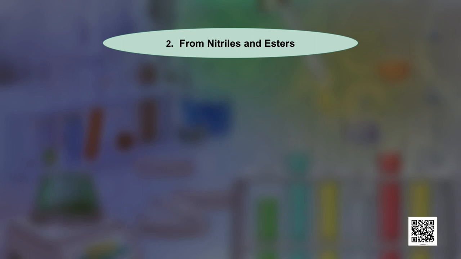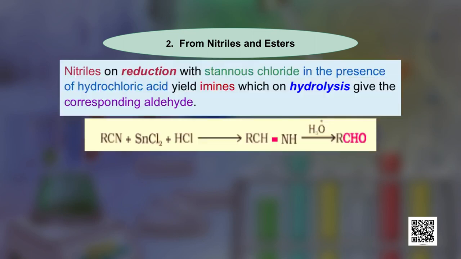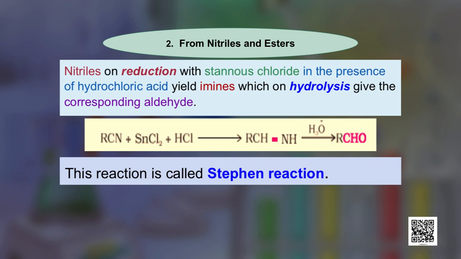The second method is from nitriles and esters. Nitriles on reduction with stannous chloride in the presence of hydrochloric acid yield imines, which on hydrolysis give the corresponding aldehyde. And you can see here this reaction is called Stephen reaction.